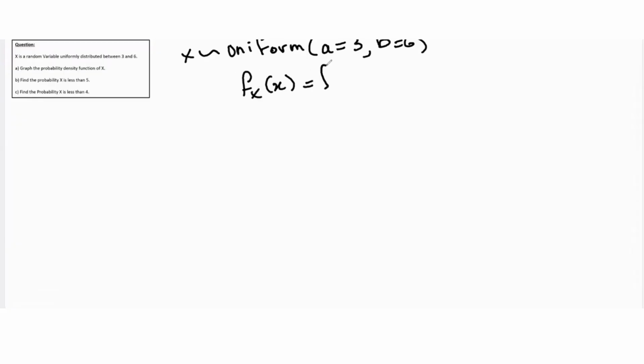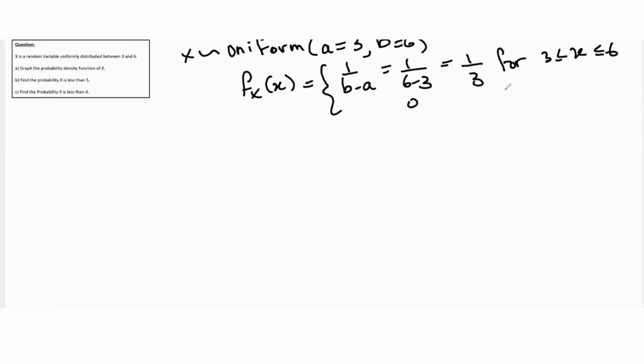We were looking at this question related to uniform random variables where X is uniformly distributed with parameters a is 3 and b is 6. And we talked about how the PDF of X is equal to 1 by b minus a, which is 1 by 6 minus 3, which is 1 by 3, for X greater than or equal to 3 and less than or equal to 6, and 0 otherwise.